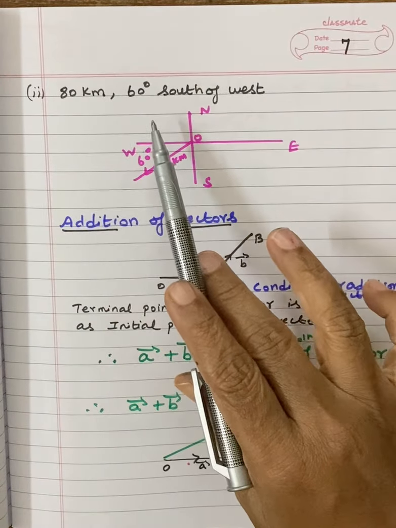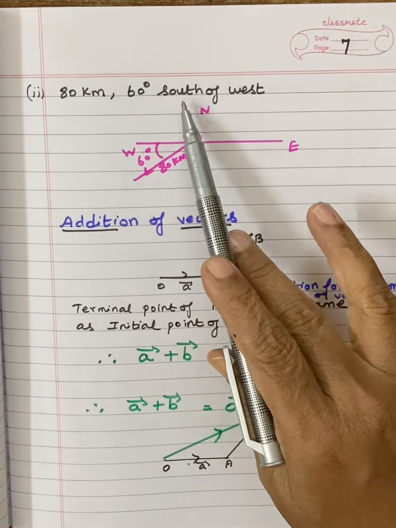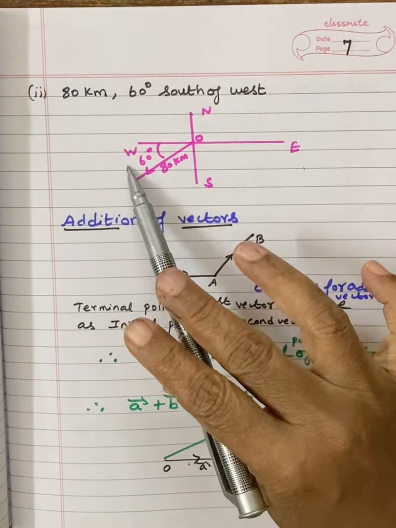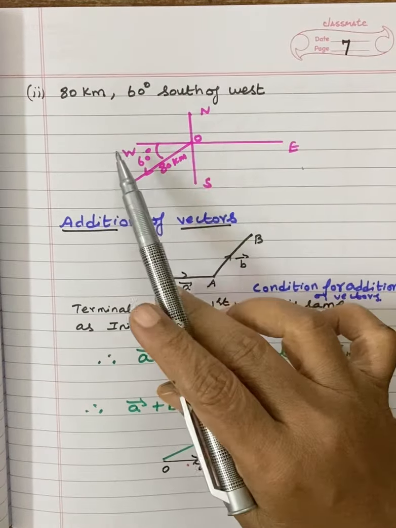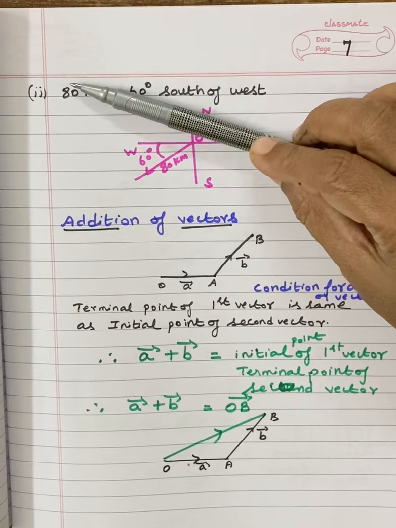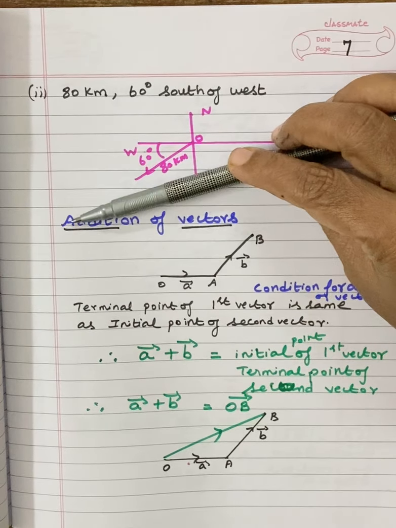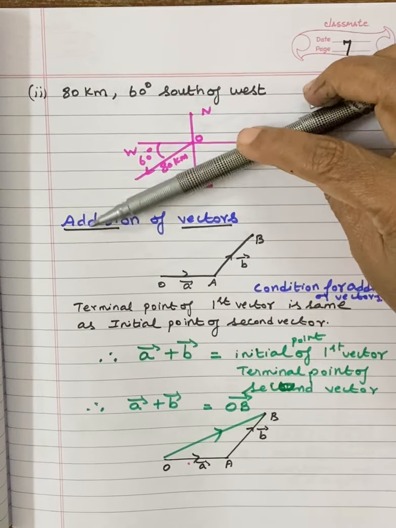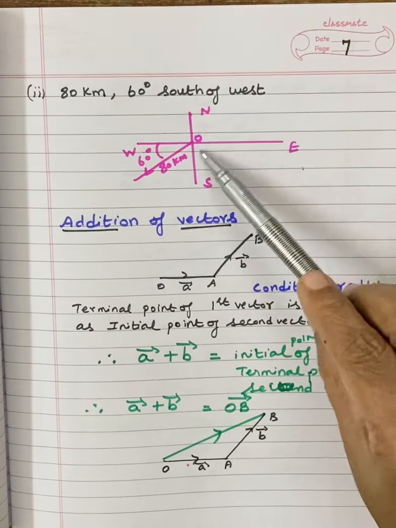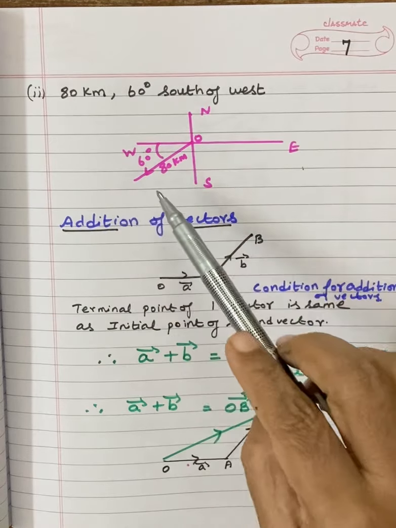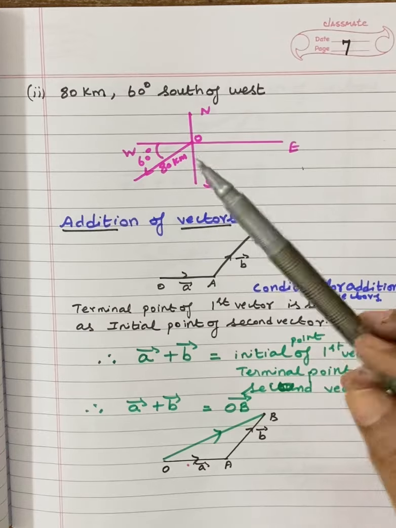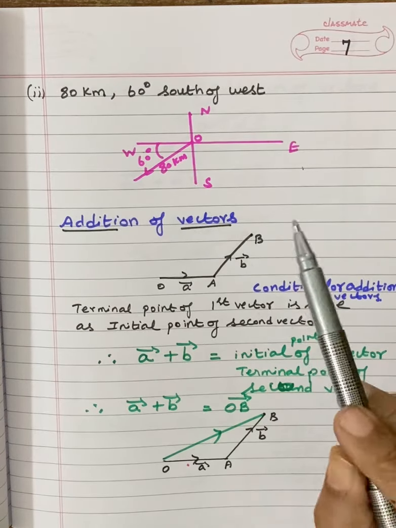80 kilometer 60 degrees south of west. North, south, east, west. This is west. North means I have to go up, south means I have to come down. So south, I have to come down. How much degree? 60 degree. What is this vector length? Magnitude 80 kilometer. Okay, so graphically we can represent the vector with the direction and magnitude.